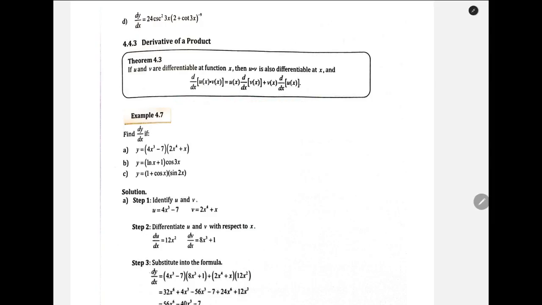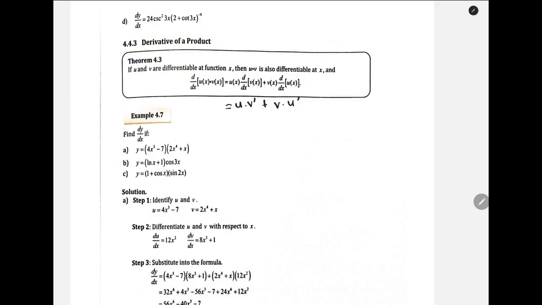At a glance it looks complicated, but the formula is actually quite simple. So the formula is u times v prime plus v times u prime.